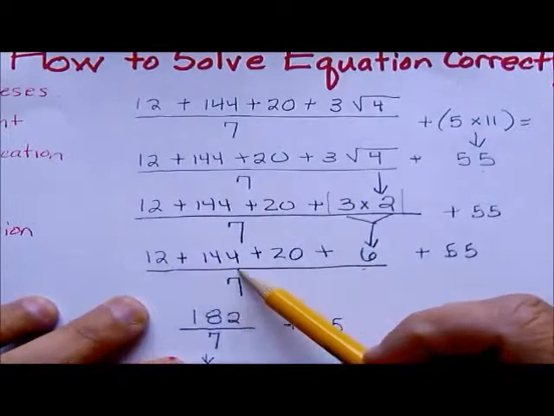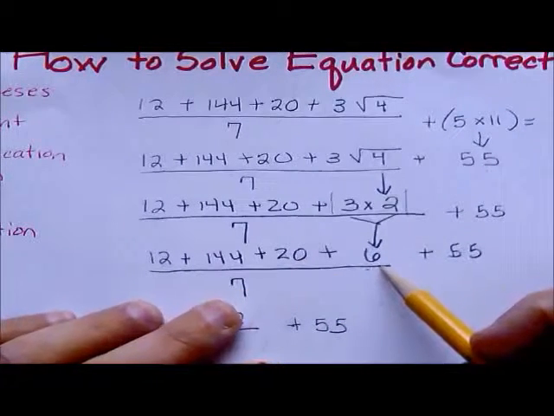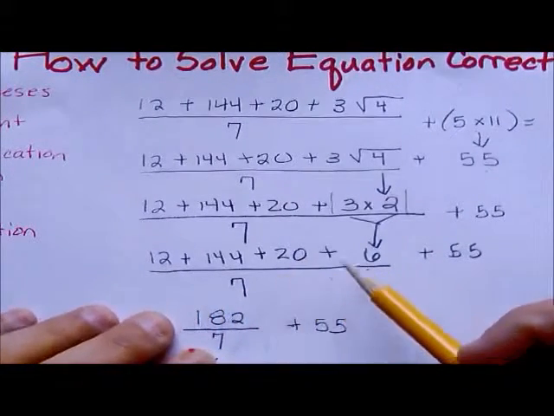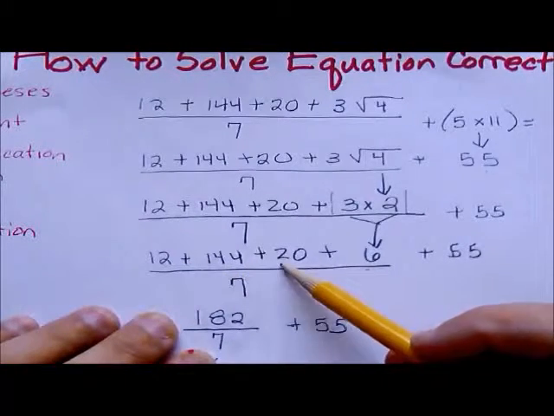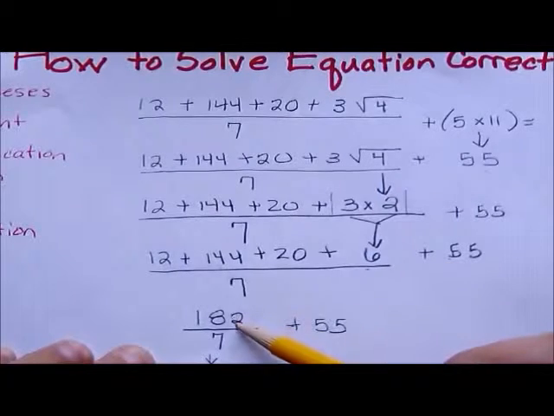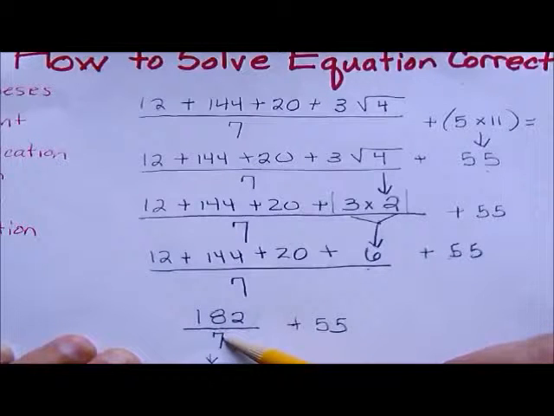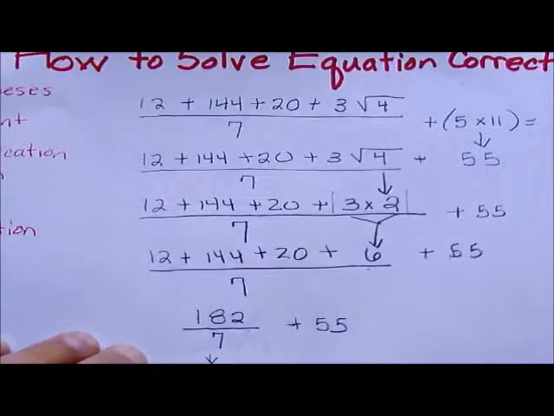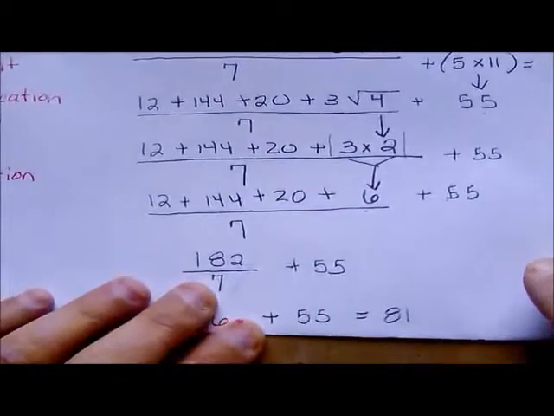doing the equation systematically. So we add up all these numbers, and we get 182. So I just decided to divide it already by 7, because that is the order of operation, and you get 26, okay? Plus 55 is 81. And our answer on the other side was 9 squared also.